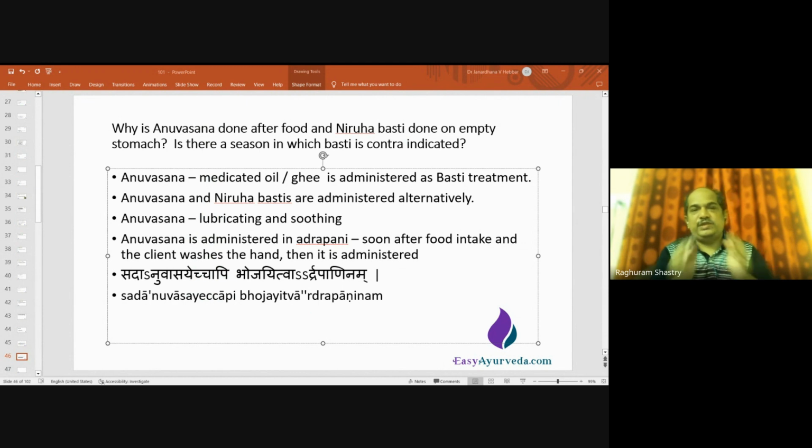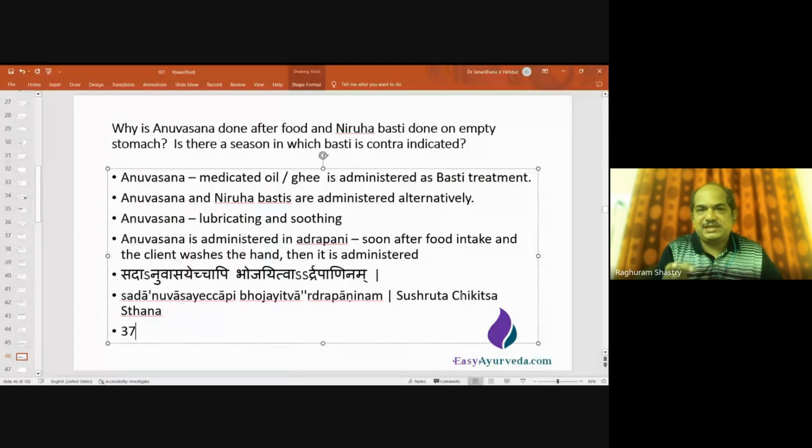We need to follow the Shastra, the methodology in which Ayurveda has explained. So here, the food becomes a barrier. The food in the stomach becomes a barrier so that the Sneha does not reach above that particular level, and it is not desired.